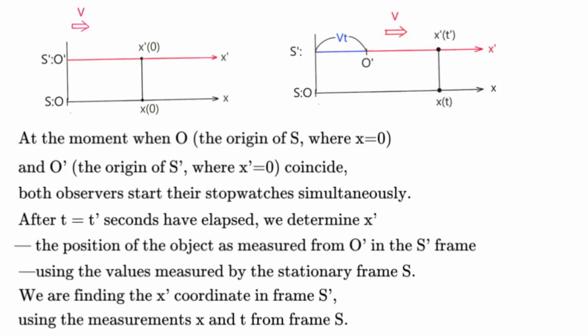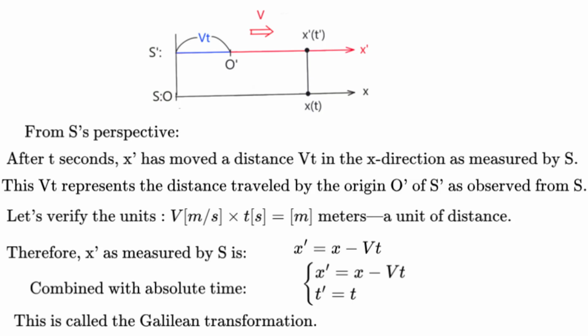After t equals t prime seconds have elapsed, we determine x prime, the position of the object as measured from O prime in the S prime frame, using the values measured by the stationary frame S. We are finding the x prime coordinate in frame S prime using the measurements x and t from frame S. From S's perspective, after t seconds, O prime has moved a distance vt in the x direction as measured by S. This vt represents the distance traveled by the origin O prime of S prime as observed from S. Let's verify the units. v in meters per second multiplied by t in seconds gives us meters, a unit of distance.